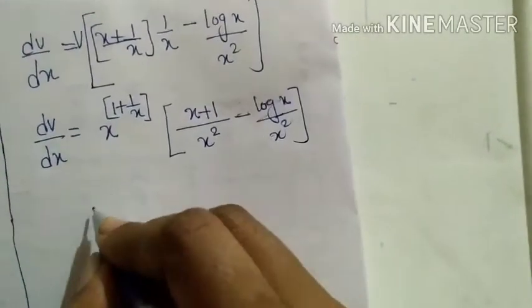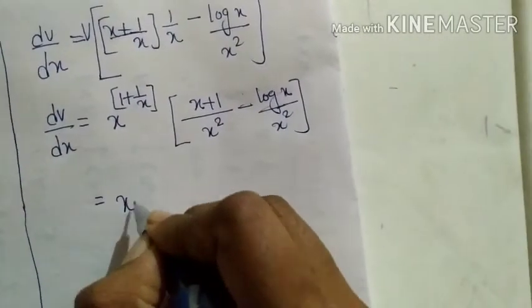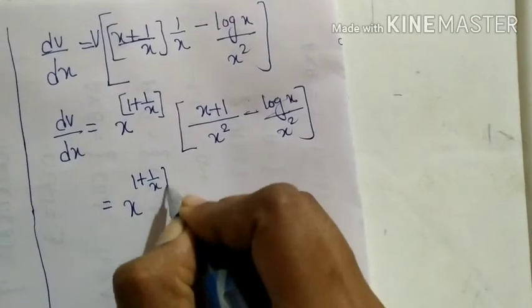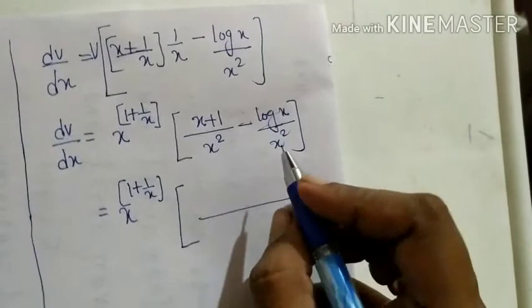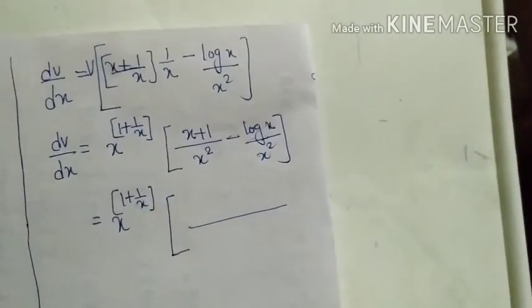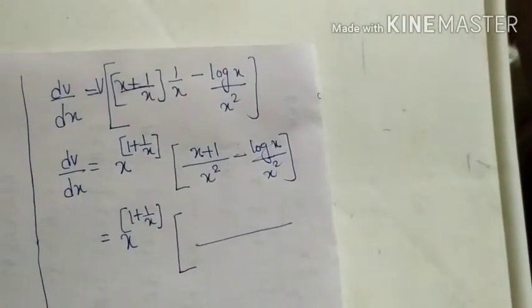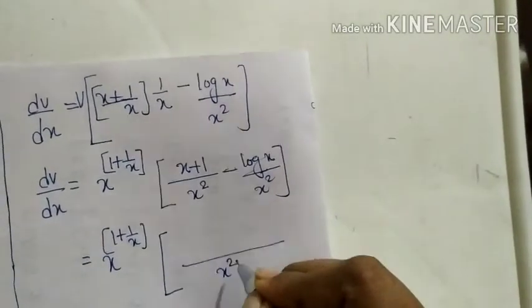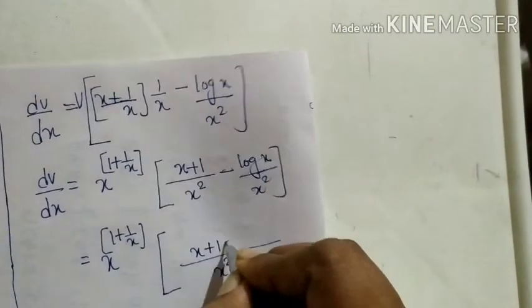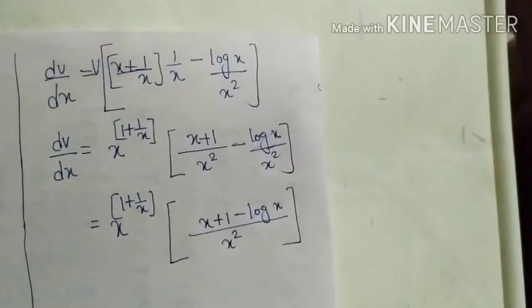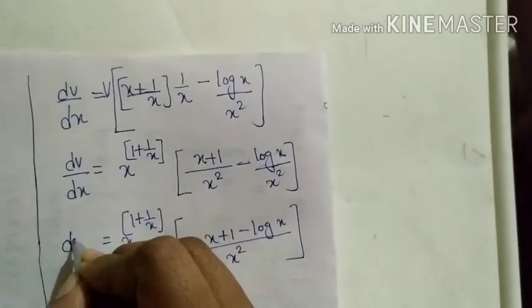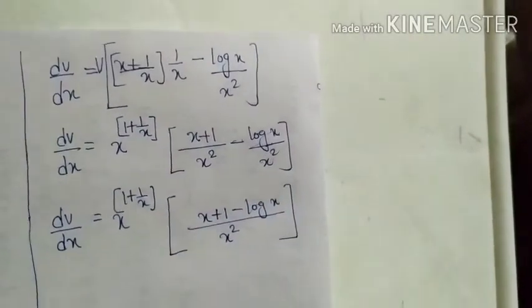Okay, and our final answer will be x raised to 1 plus 1 by x into, here the denominators are the same, so I'm going to add the numerators. We get x square, x plus 1 minus log x divided by x square here. So finally we get dv by dx.